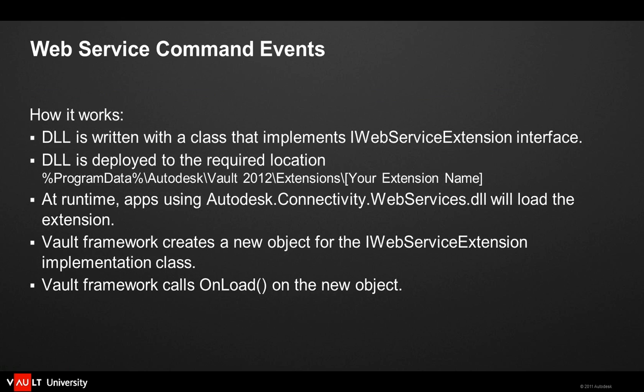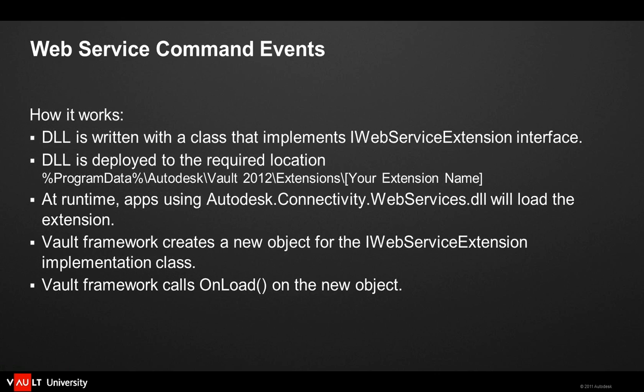So, okay, how it works. If you want to hook to everybody on a given computer, you're going to implement an interface, the web service extension interface. You're going to follow all the rules that extensions have to follow. You have to have your assembly attributes set up. You're going to have a vset config file. You're going to have to deploy it all to the program data extensions folder, just like with a custom command or a custom job handler.